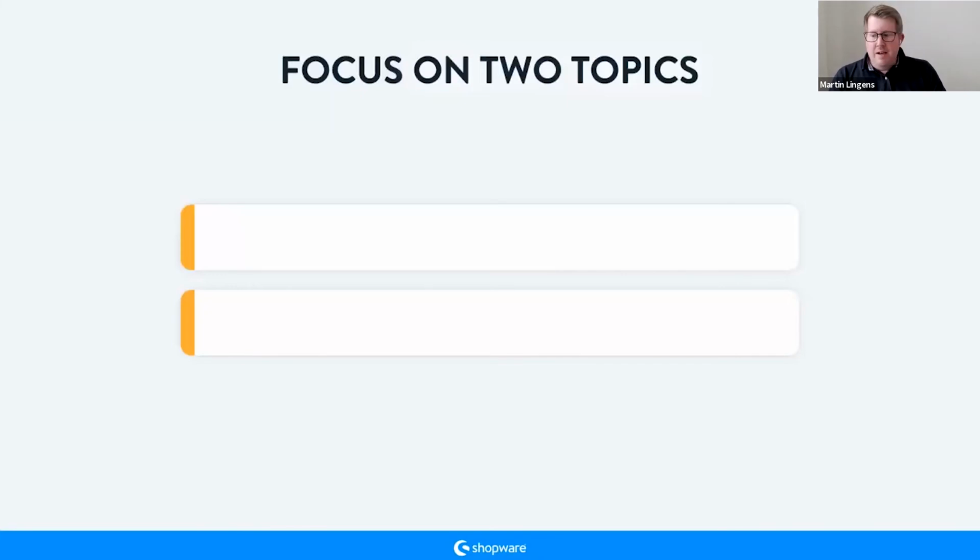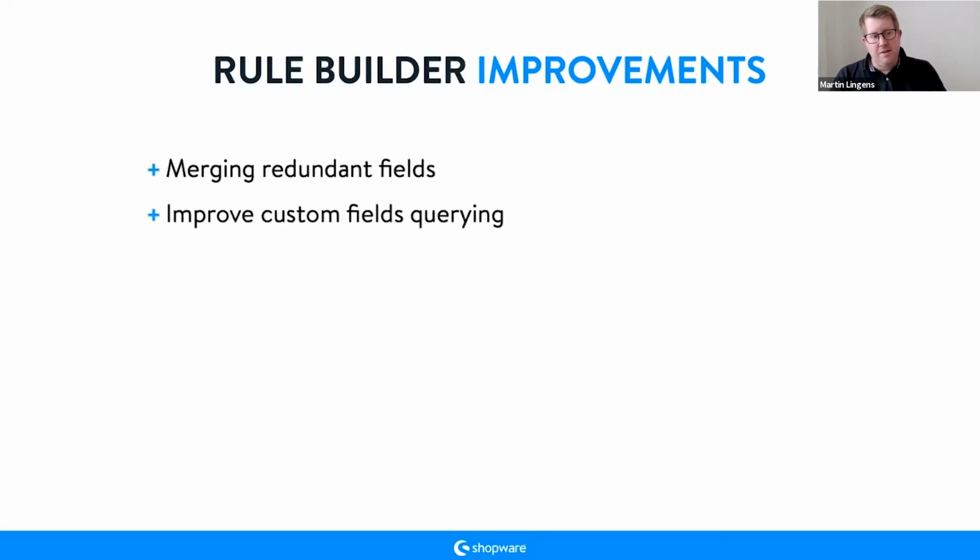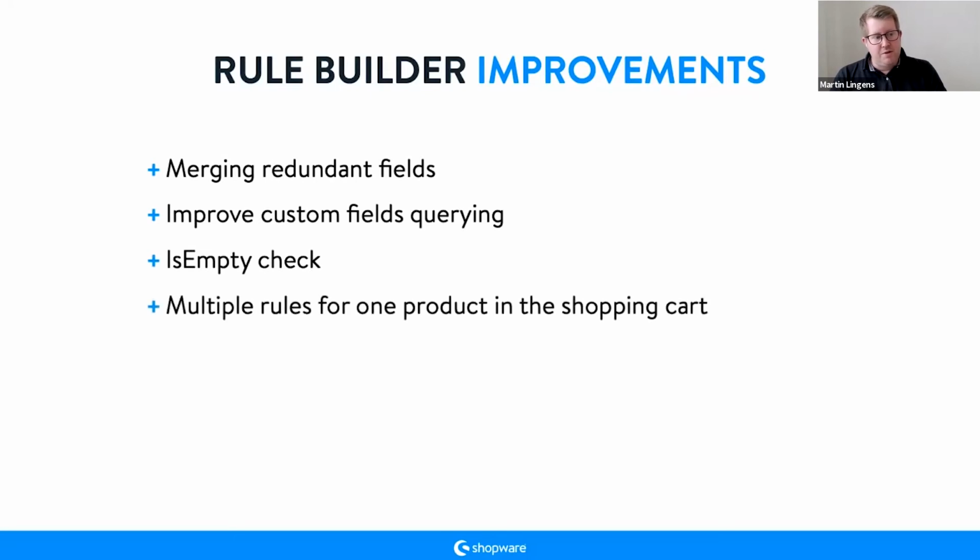I would like to give you an update on 2 topics that were already part of the last GPU. First would be enhancements and improvements to our rule builder. We have announced that we will be adding more exciting features to our powerful rule builder. These would be merging of redundant fields, improving the querying of custom fields, introducing an isEmpty check, multiple rules for one product in the shopping cart, rules for strike prices, and of course some bug fixes.